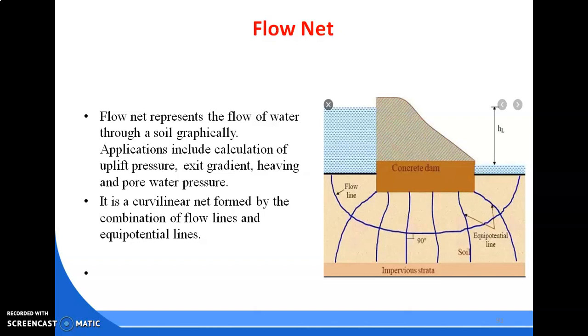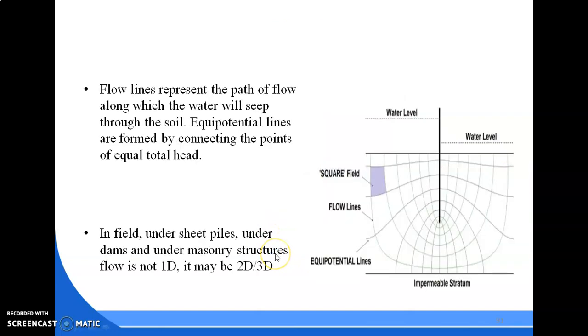And it is a curvilinear net formed by the combination of flow lines and equipotential lines. This is the flow line and these are the equipotential lines. And the angle between the flow line and equipotential line is 90 degrees. Always it is 90 degrees. So this is an impervious stratum through which the water flows. And flow lines represent the path of flow along which the water will seep through the soil. And equipotential lines are formed by connecting the points of equal total head.